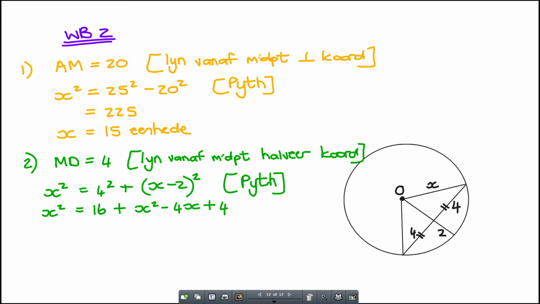Okay, so then we take the x's to the left, normal numbers to the right. So 4x would then be 20.